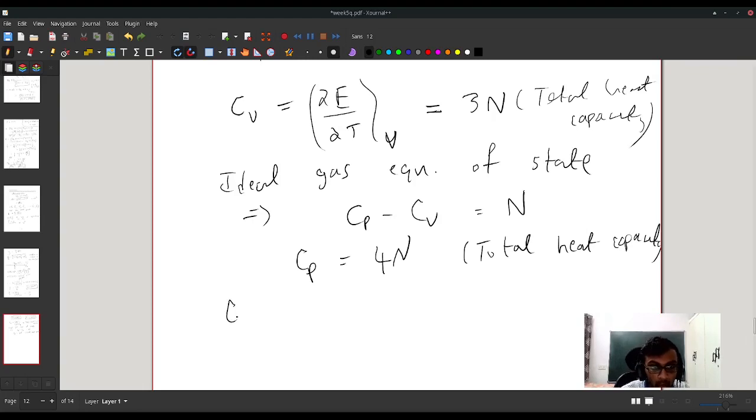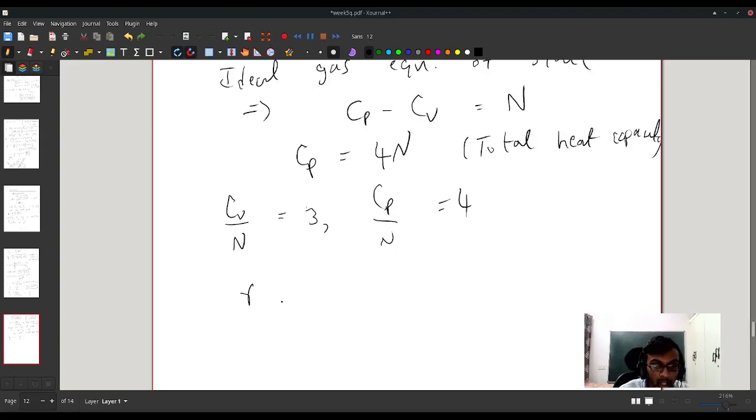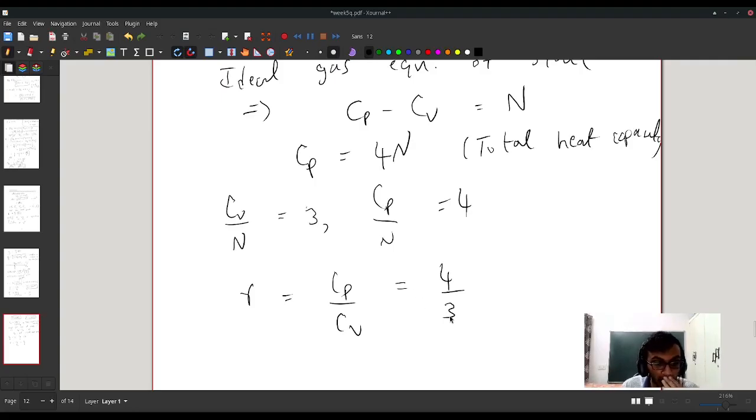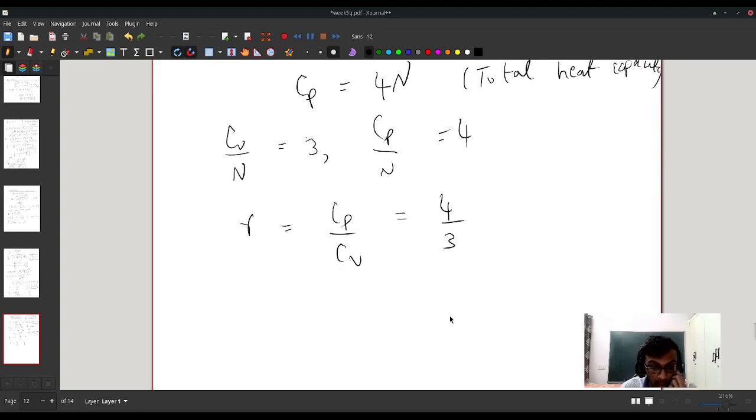Of course, if we want the intensive per particle capacities, these are 3 and 4 respectively. Anyway, the ratio of these heat capacities is 4 by 3. So for a monoatomic ideal gas with the standard quadratic dispersion for the kinetic energy, the gamma is 5 over 3. But here it is 4 over 3.